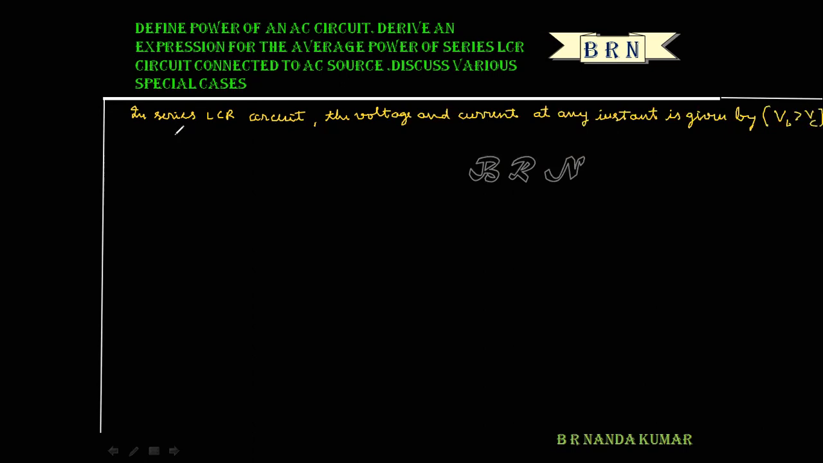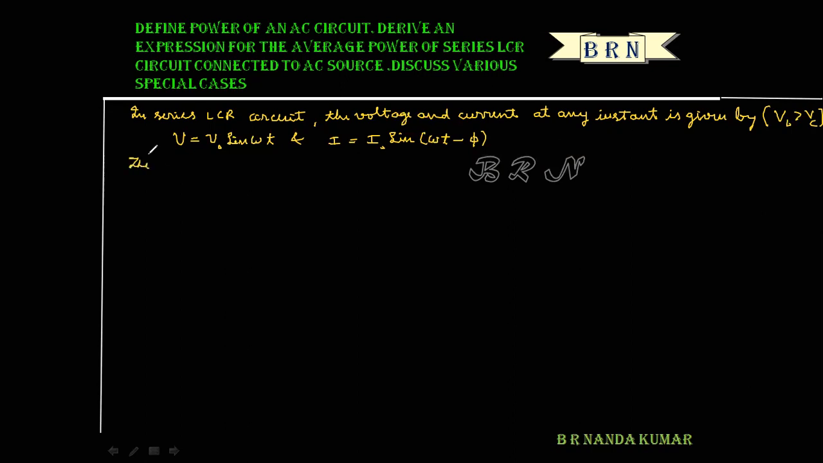Then the instantaneous voltage V is equal to V naught sine omega t, and the current I is equal to I naught sine of omega t minus phi. Suppose our assumption is VC is more than VL, then the current is I is equal to I naught sine of omega t plus phi. Actually here current lags behind the voltage by an angle phi radian.